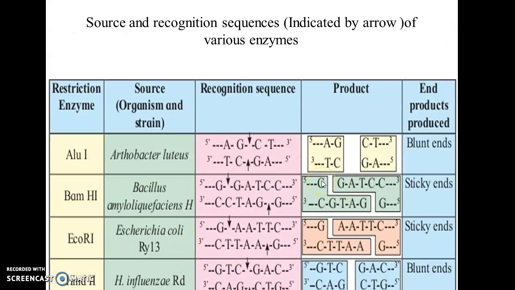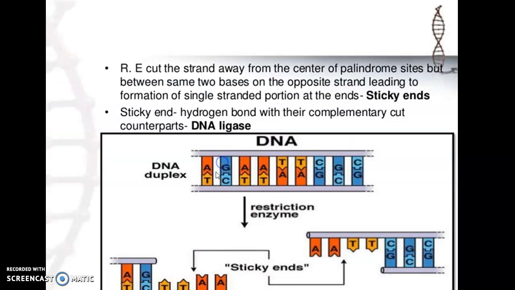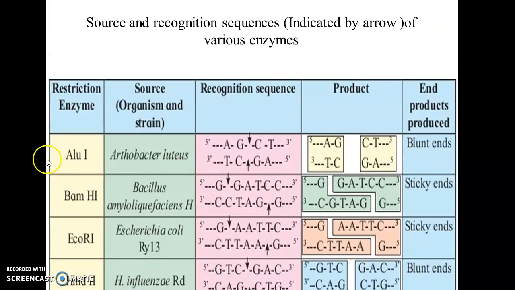Here is the important chart. It is important both from the board point of view as well as your competitive exam point of view. It lists the restriction enzymes, the strain or bacterium from which they were isolated, their recognition sites, between which nucleotides they cut the DNA molecule, and which type of cut pattern they develop.